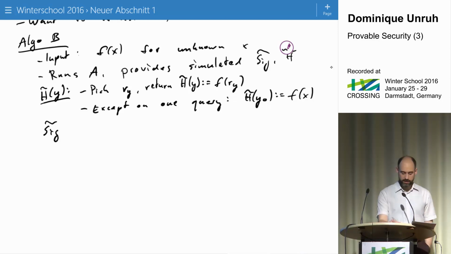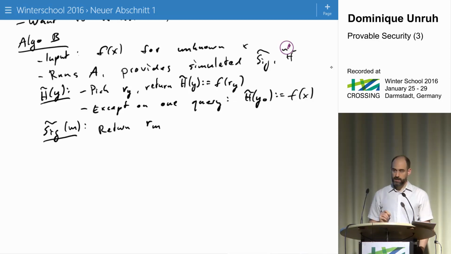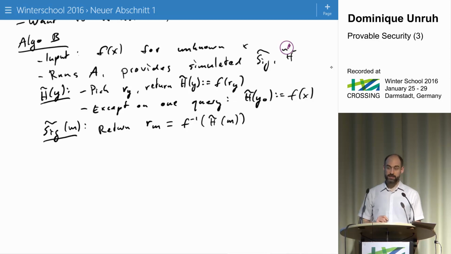And the signing oracle works as follows. When we are queried for some message m, for the signature, we return the value Rm. Remember, for every random oracle input we chose a value Ry, so for input m we have Rm, and we know that Rm by construction is f to the minus 1 of h tilde of m. So that is a valid signature, because we picked all the inputs like this.